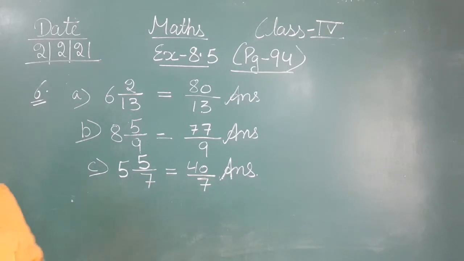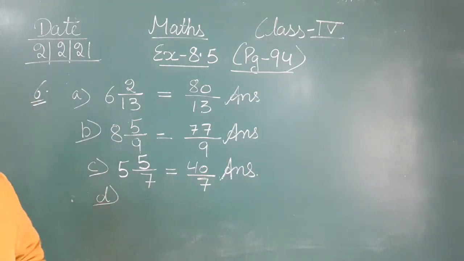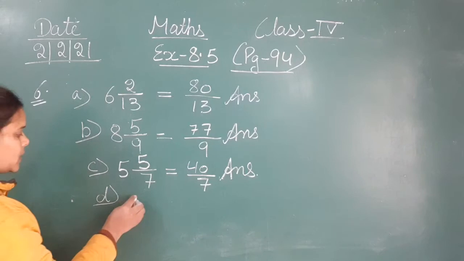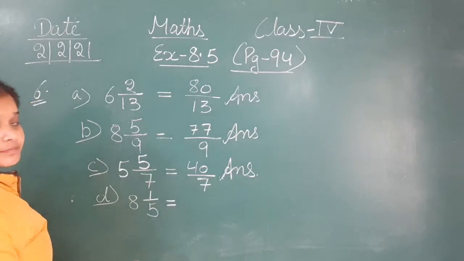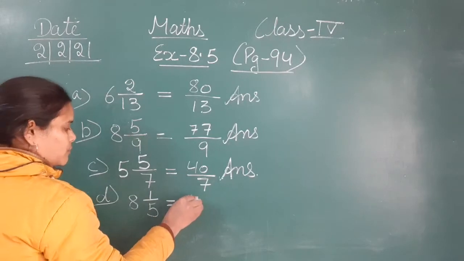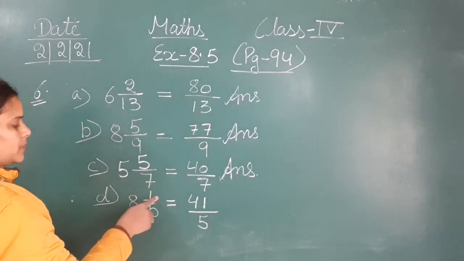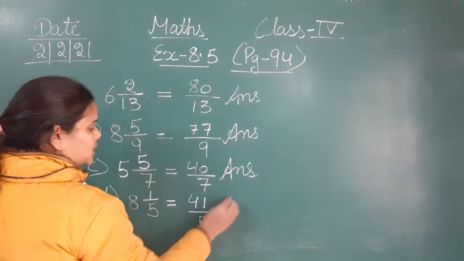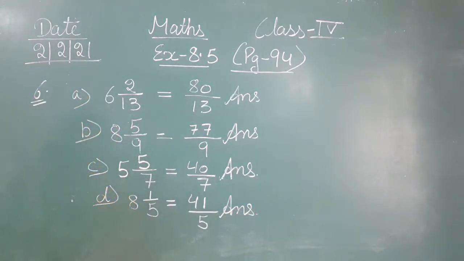Okay. Chaliye, moving next to the D part. The D part is 8 is to 1 upon 5. 8 5s are 40 plus 1, that is 41 upon 5. So the answer is 41 upon 5.